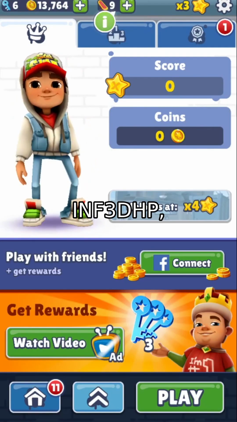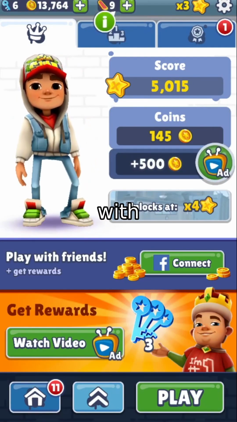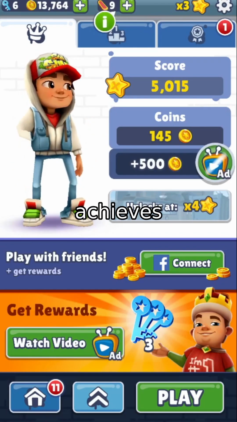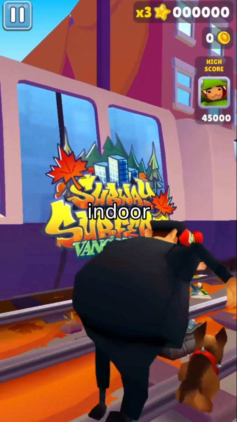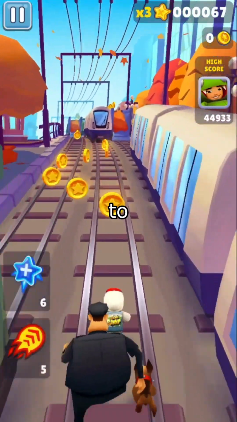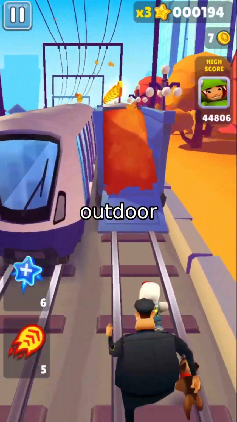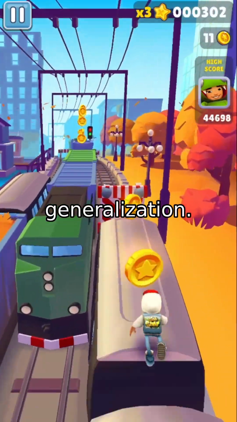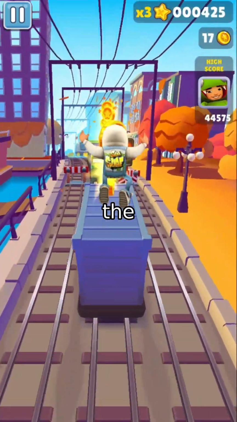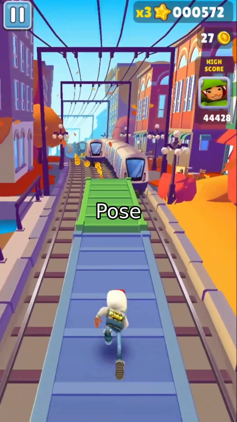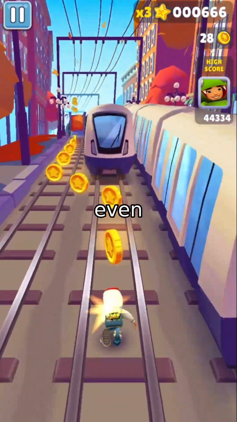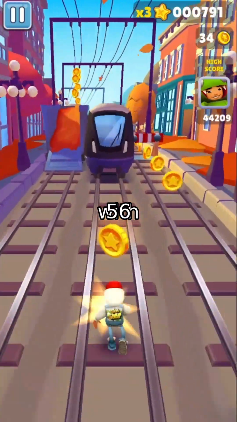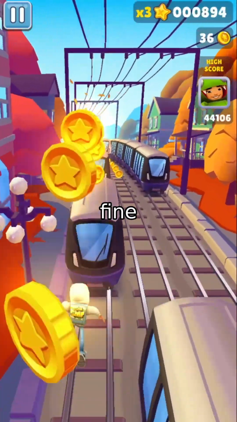On MPI-INF-3DHP, a challenging dataset with real-world scenes, FMPose achieves 87.9% PCK on indoor green screen scenes, the best result to date, and 84.1% on outdoor scenes, proving strong generalization. And on 3DPW, the most difficult in-the-wild dataset, FMPose beats all single-frame methods, even outperforming some multi-frame models, with 56.2 MPJPE after fine-tuning.